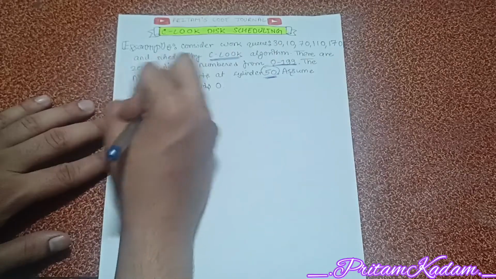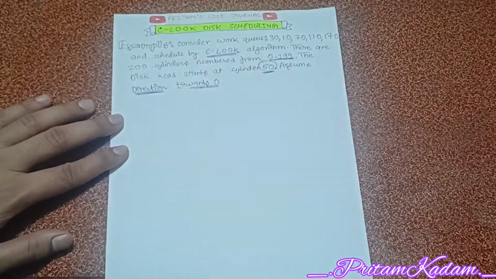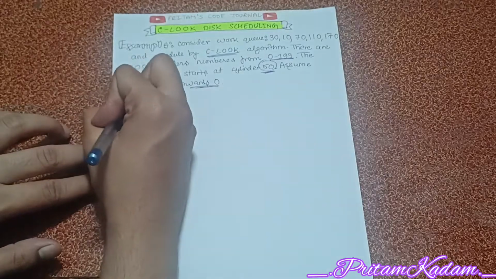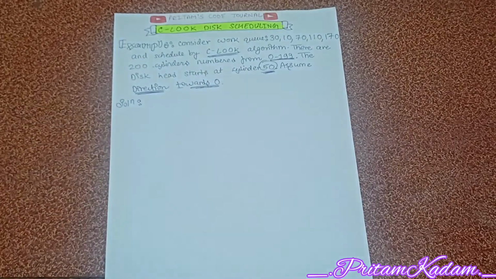We have the disk queue, we also have the number of cylinders, and we have the disk head at 50, and also we have the direction towards 0.